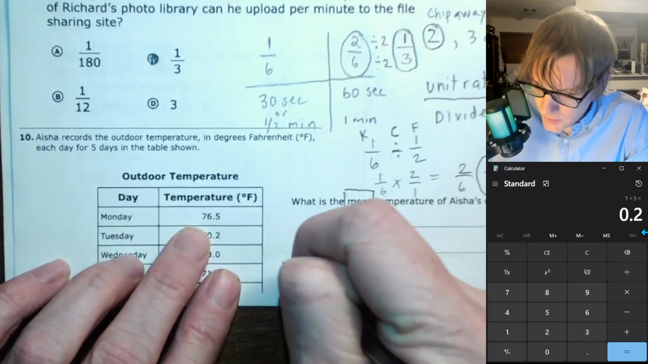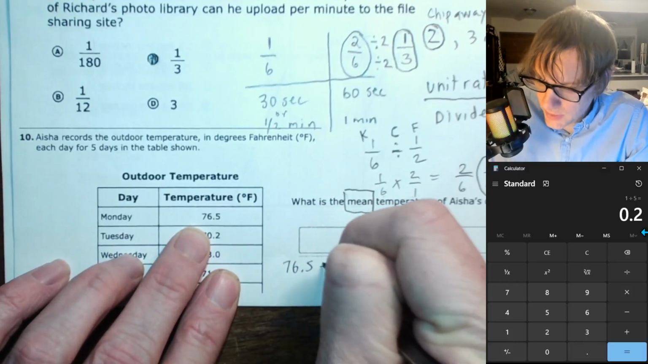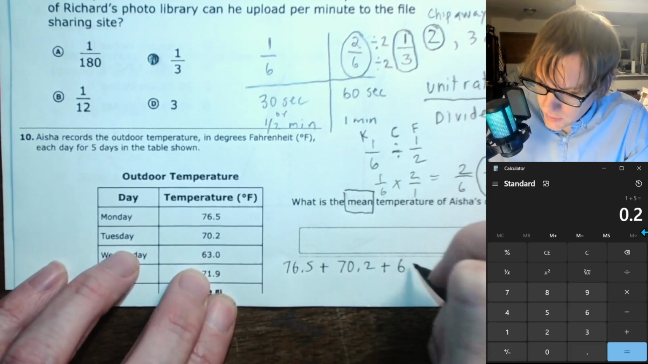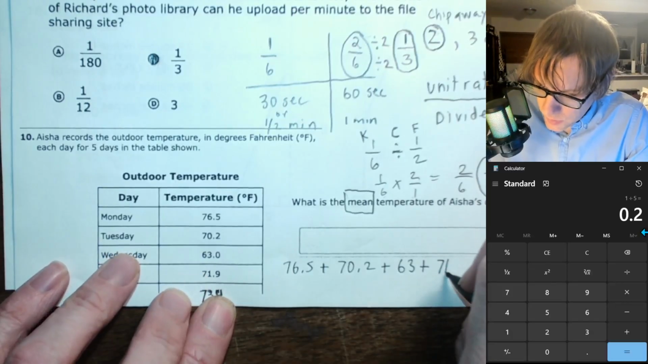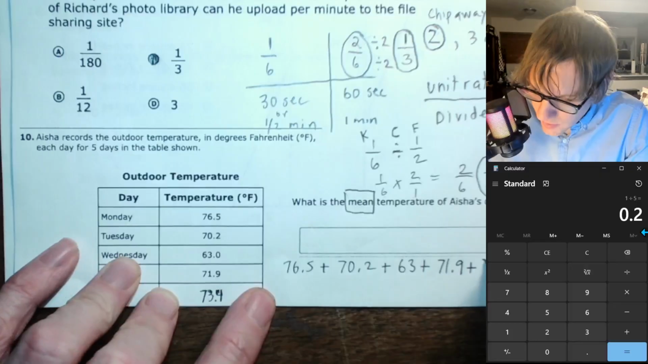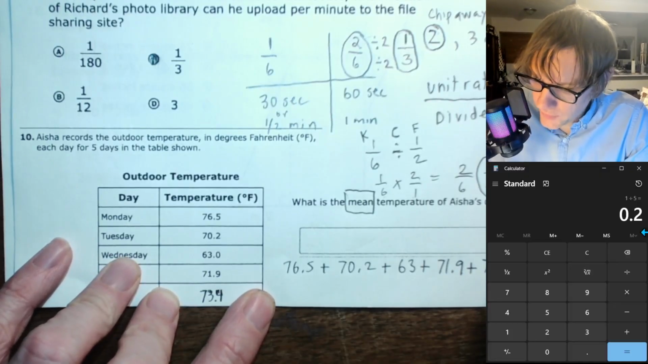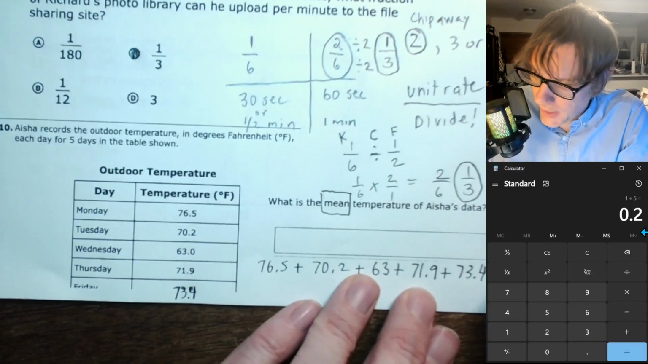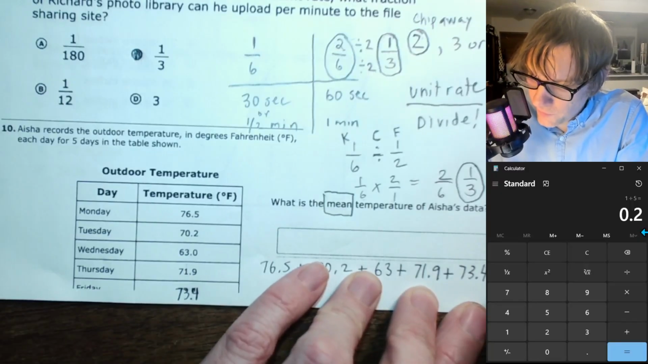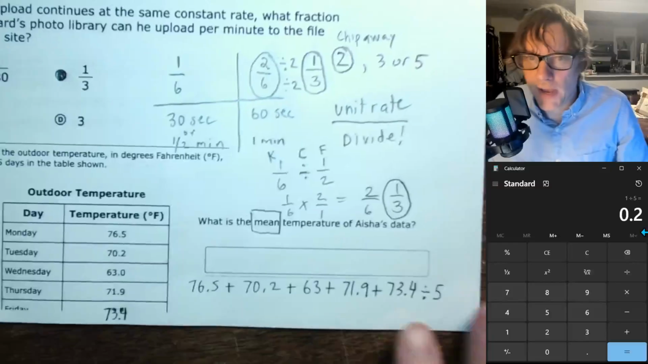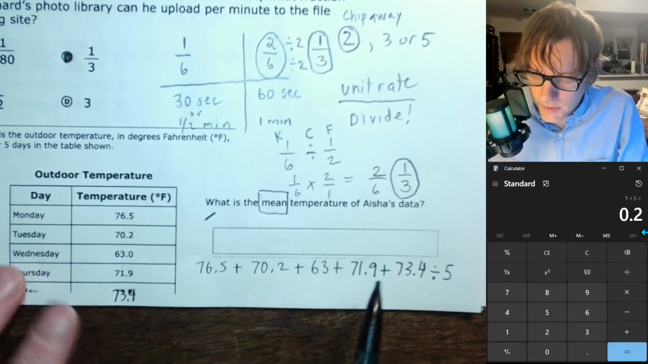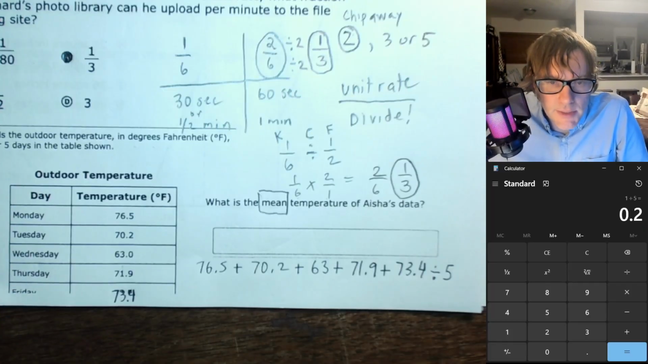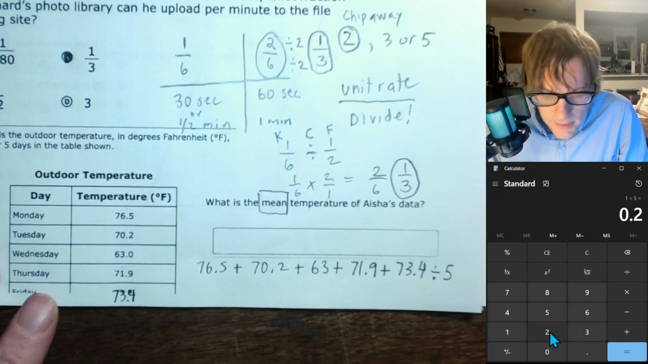So we're going to write 76.5 plus 70.2 plus 63 plus 71.9 plus 73.4. Now I've got all my numbers. How many numbers are there, by the way? 1, 2, 3, 4, 5. And afterwards, after I'm done adding everything, then finally I'm going to divide by 5. All right, so I have it all written down so I can see what I'm looking at, what I'm working with. So now is when I jump on my calculator, since I can see everything, and I type it in.